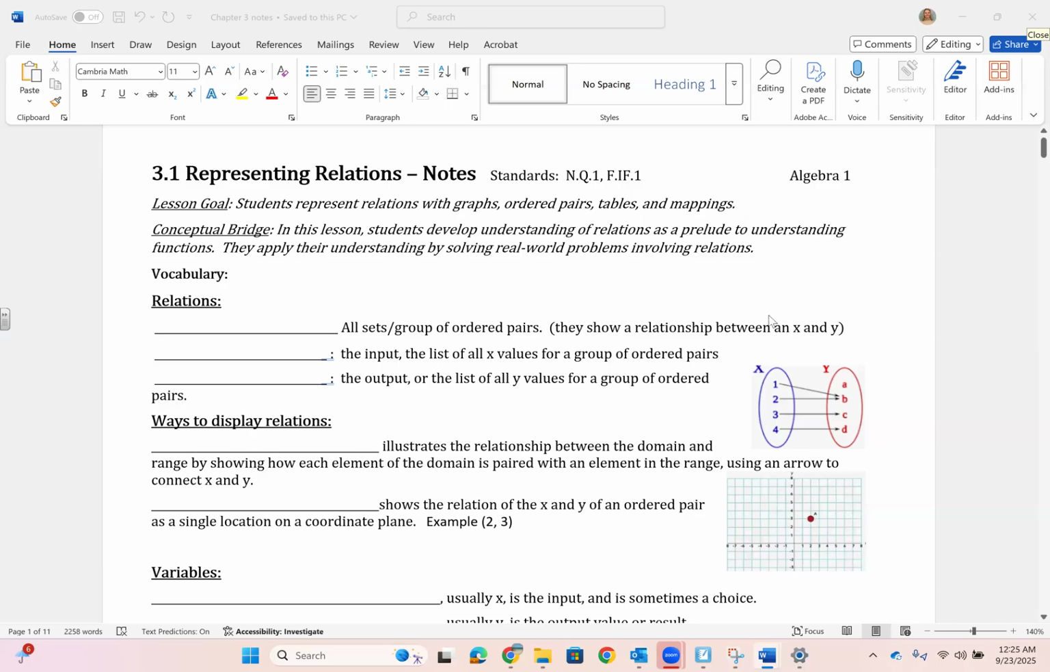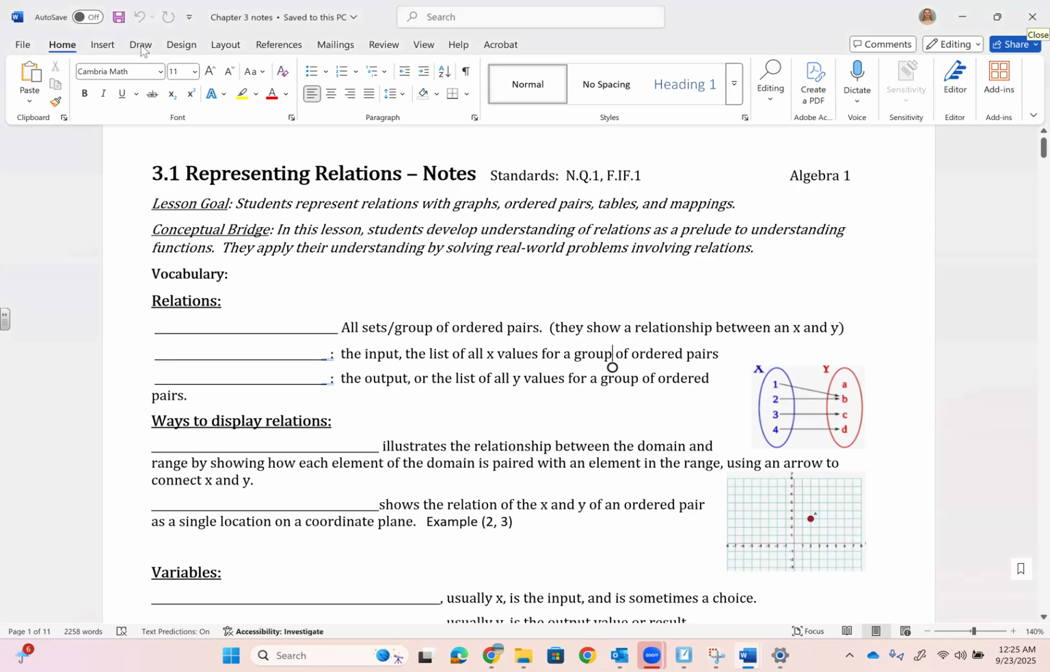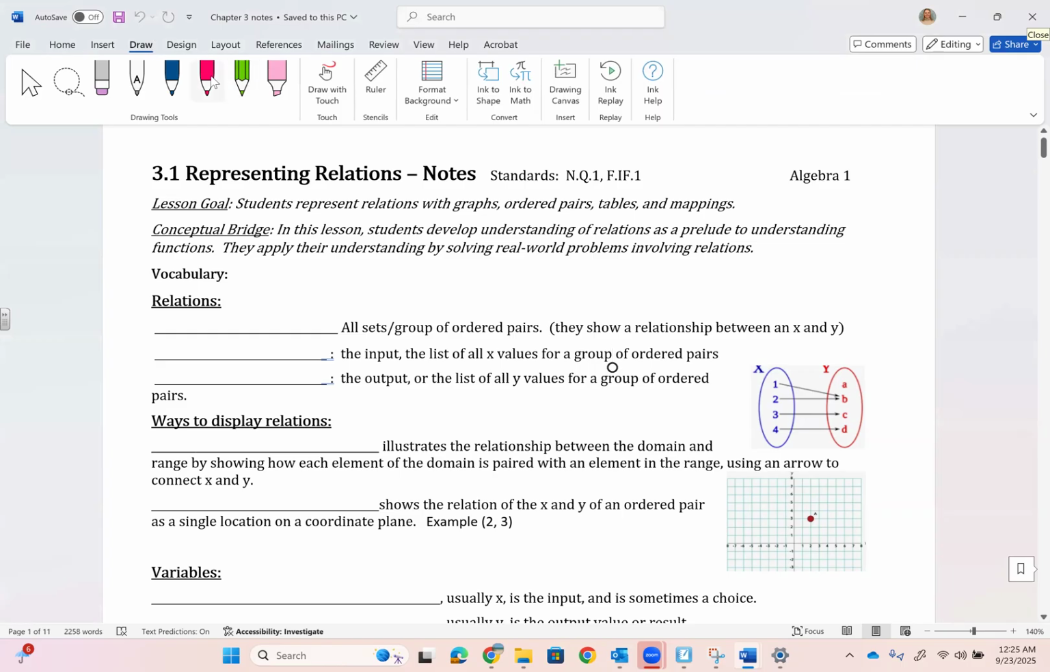Okay, so today we're going to be talking about section 3.1, and that's about relations. I think the big thing that we should talk about is that a relation is showing a kind of relationship from X to Y, from the input to the output. And so if you see a group or set of ordered pairs where you show the relationship from X to Y, that is called a relation.